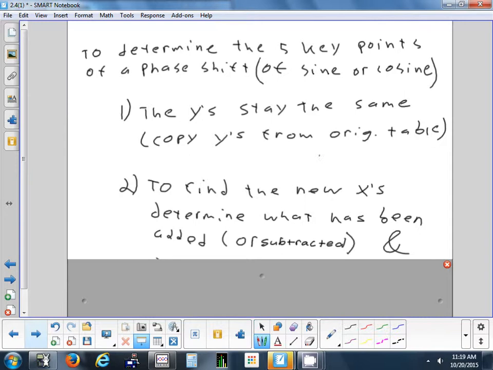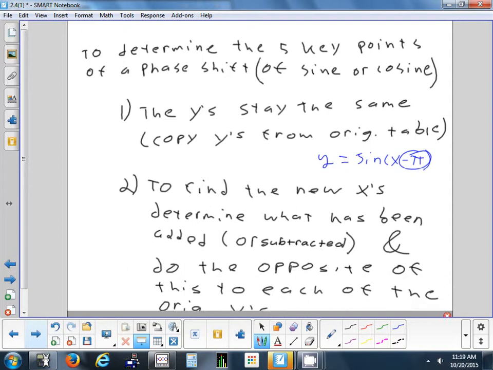All right, so let's just look at a sample problem. y equals sine of (x minus pi). First thing I've got to do is look at what's been added or subtracted. In this case, they subtracted pi. Figure out what they added or subtracted, and then do the opposite of that. This one is a little tricky. You've got to remember to do the opposite. It's just the way it works.